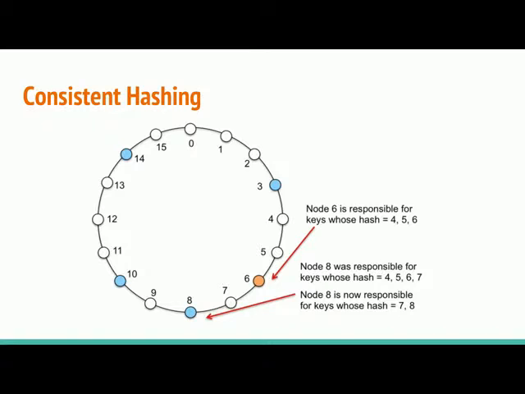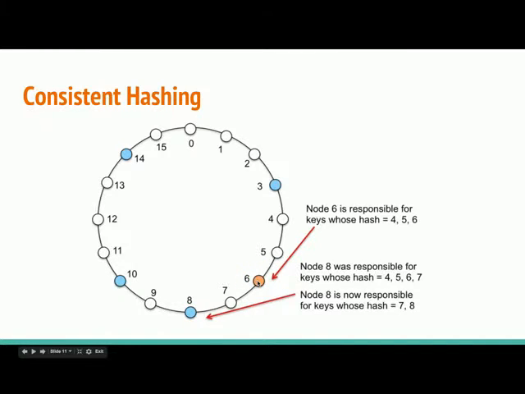Now let's see, 6 is the newly joined server. By the rule, 6 is going to take care of 4, 5, and 6, right? And 8 in this case is going to take care of 7 and 8. But remember who was taking care of 4, 5, and 6 before 6 joined? It's 8.